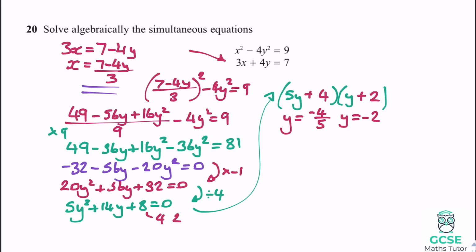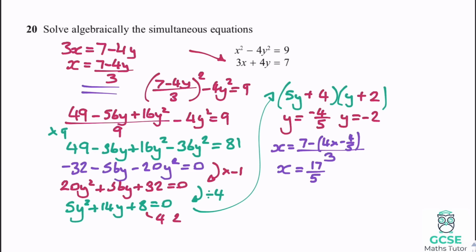So when y equals -4/5, x will equal 7 take away 4 lots of -4/5. So you can type this all in on the calculator. Take away 4 lots of -4/5 and then divide that all by 3. And if we type that in, we get x equals 17/5. Could write that as a mixed number as well. You could write that as 3 2/5. So that's when y equals -4/5.